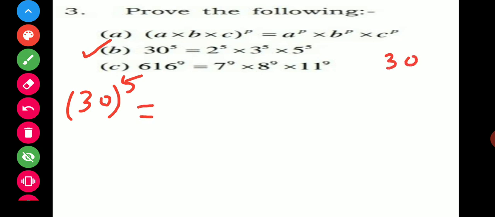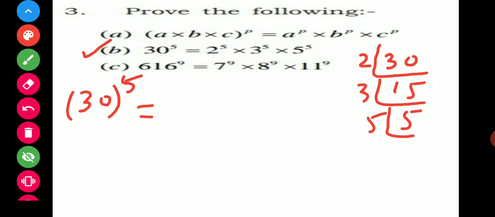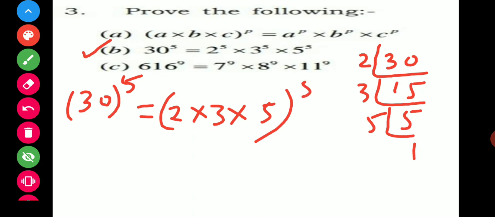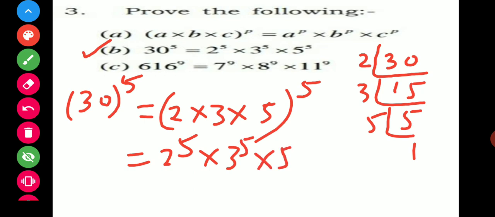Now do the prime factors of 30. So 30 divided by 2 is 15, and 15 divided by 3 is 5, and 5 divided by 5 is 1. So that means the factors are 2 into 3 into 5 and the whole power is 5. Now separate the powers. So that is 2 to the power 5 into 3 to the power 5 into 5 to the power 5. That is your answer. It's very simple, so you can do it easily.